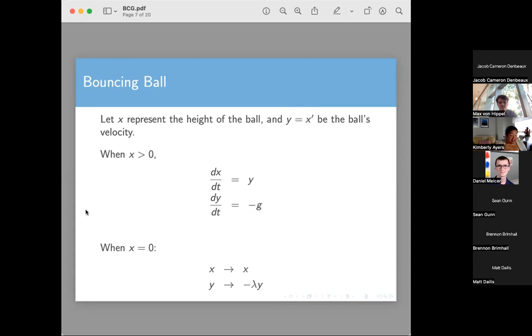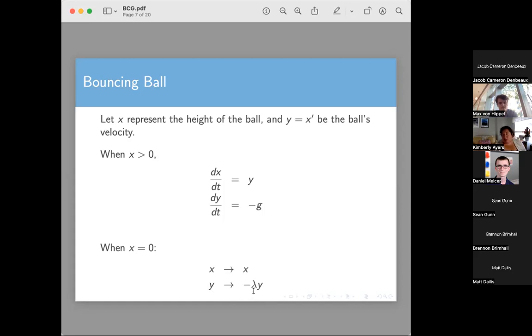But when x is equal to 0, that's when we see that instantaneous change, right? So x will go back to x, the height doesn't change. The ball doesn't teleport, right? So the ball's position stays the same, but the ball's velocity changes, whereas y, whatever velocity it's approaching the ground with, it instantaneously reverses and goes in the opposite direction.